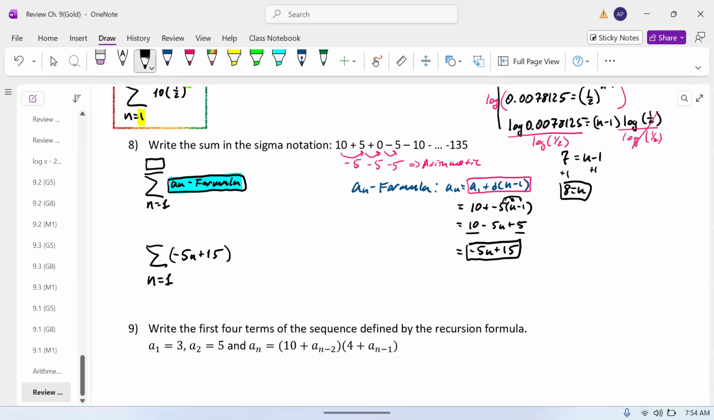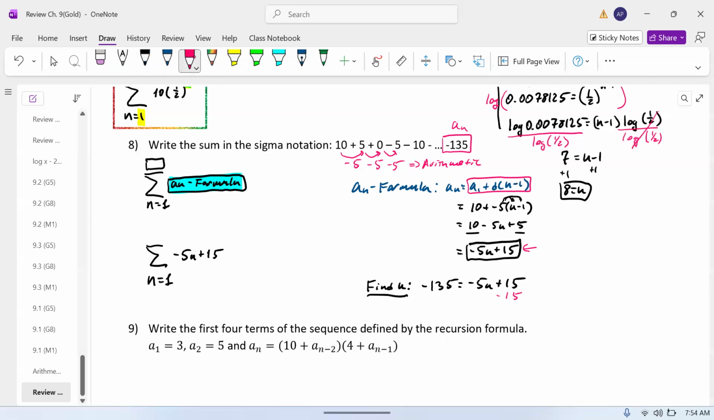You can put this in parentheses if you want to show that the whole thing is inside of the sigma notation, but that's okay. And now we need to find the number of the last term. We know that the last term is -135, so we can use this formula to solve for n. So we have negative 135 equals negative 5n plus 15. And that's just a basic two-step equation.